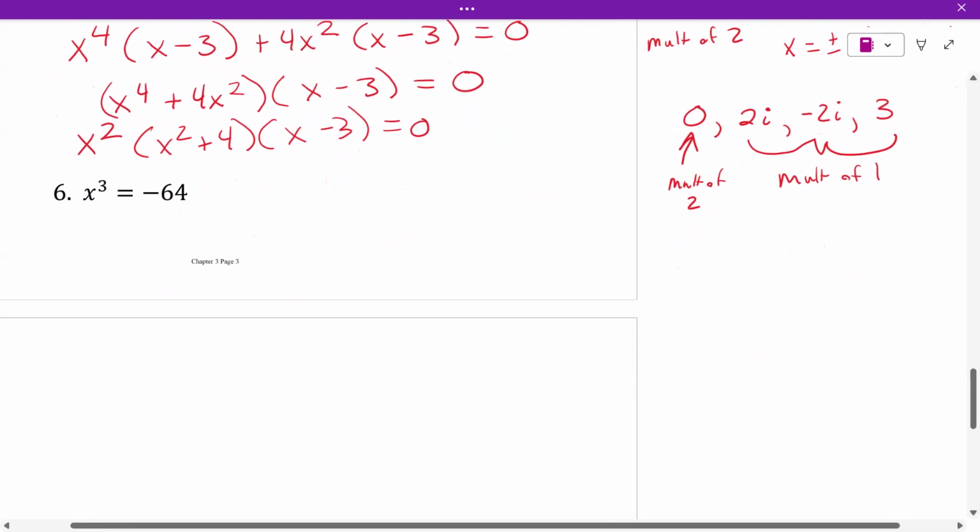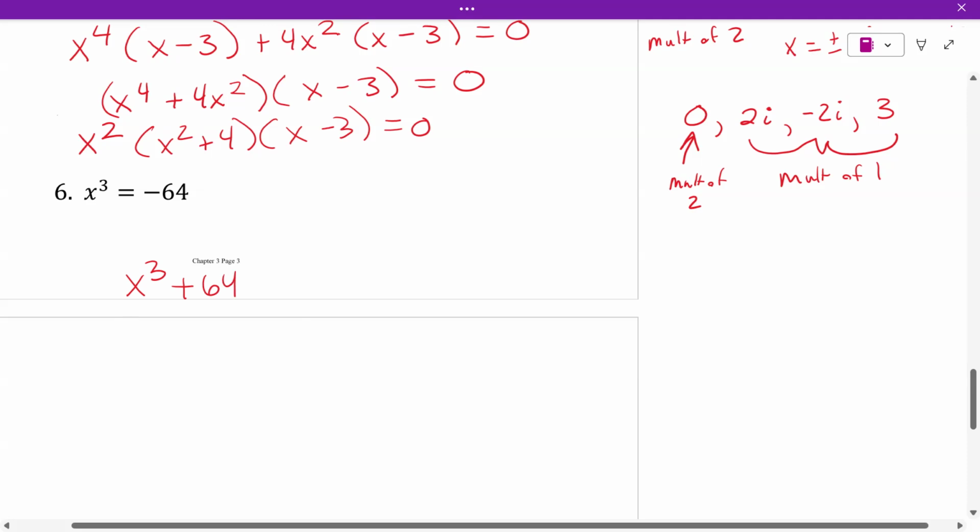Okay. Now for the ones that are just slightly more difficult. X cubed plus 64 equals 0. What factoring pattern is this? Sum of cubes. This is sum of cubes. What's the cube root of x cubed? X. That's my a is x. My b is going to be what? 4. So it's x plus 4 here.